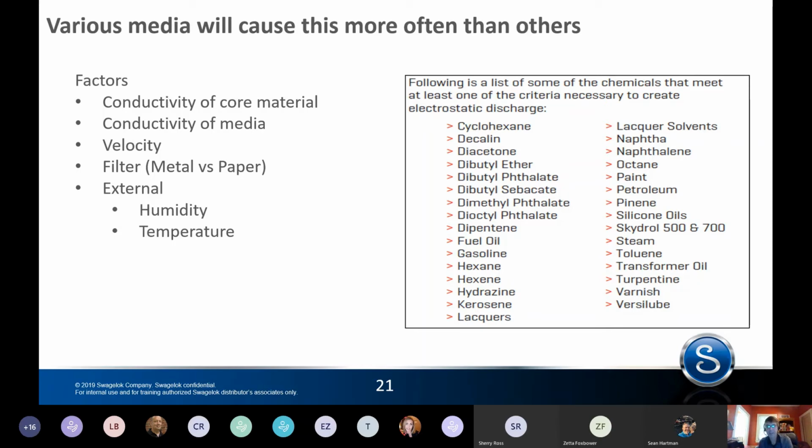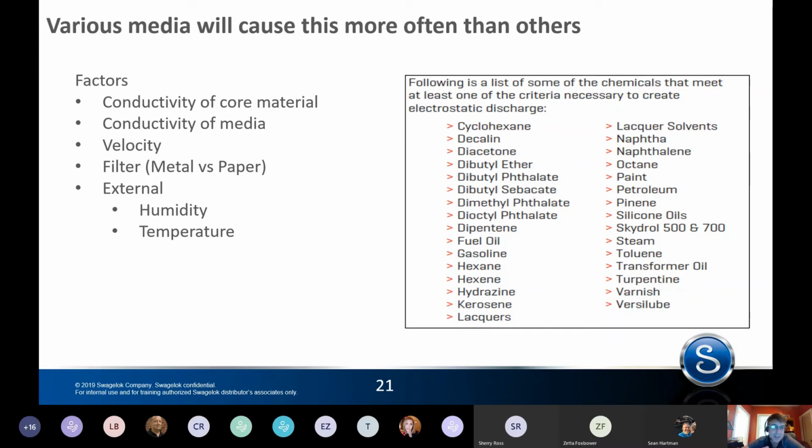So a lot of these are hydrocarbons, which are very common applications for hose. Also, steam is on this list. The list goes on larger than this, but these media have a very high likelihood of depositing electrons on the inner core of a Teflon hose. And as that deposit becomes higher, that charge has to go somewhere.